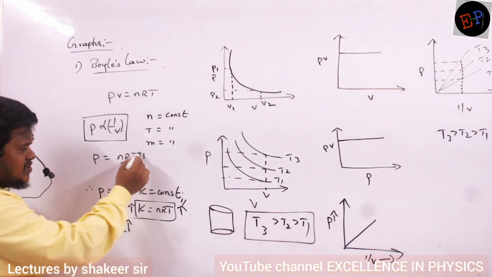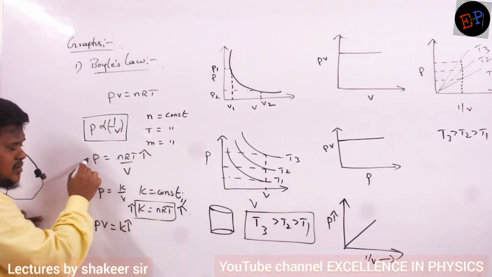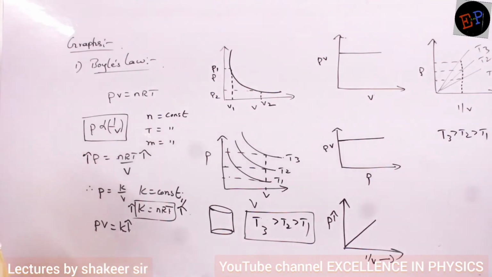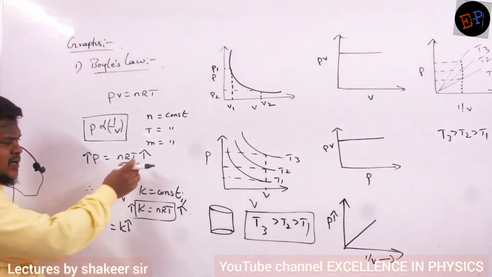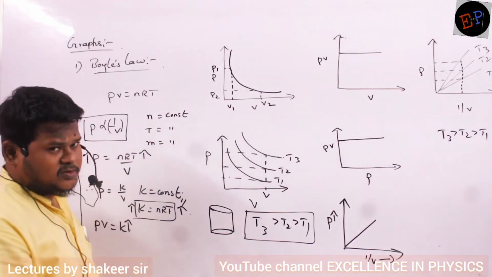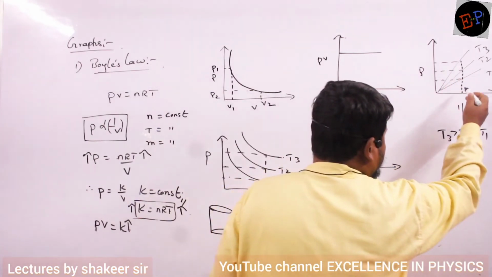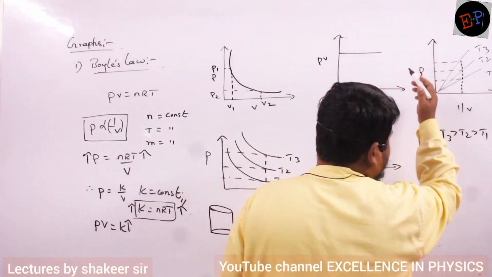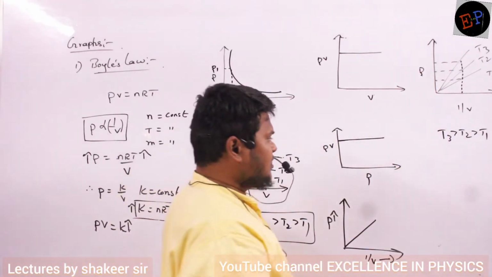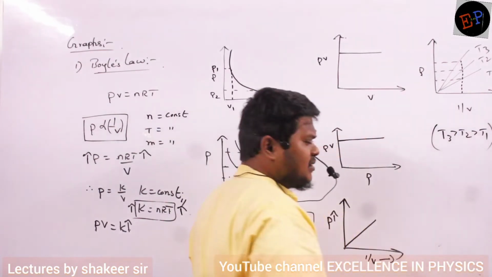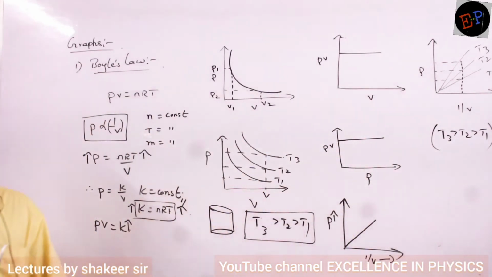So, if temperature increases, what happens to pressure? Pressure also should increase. They are directly proportional, no? If 1 by V is taken a constant. Clear, no? So, if temperature should increase, definitely pressure also should increase if 1 by V is a constant. Clear? 1 by V is a constant, temperature is rising, so therefore pressure is also rising. It means definitely I can say T3 is greater than T2 is greater than T1. Are you able to understand, ma?